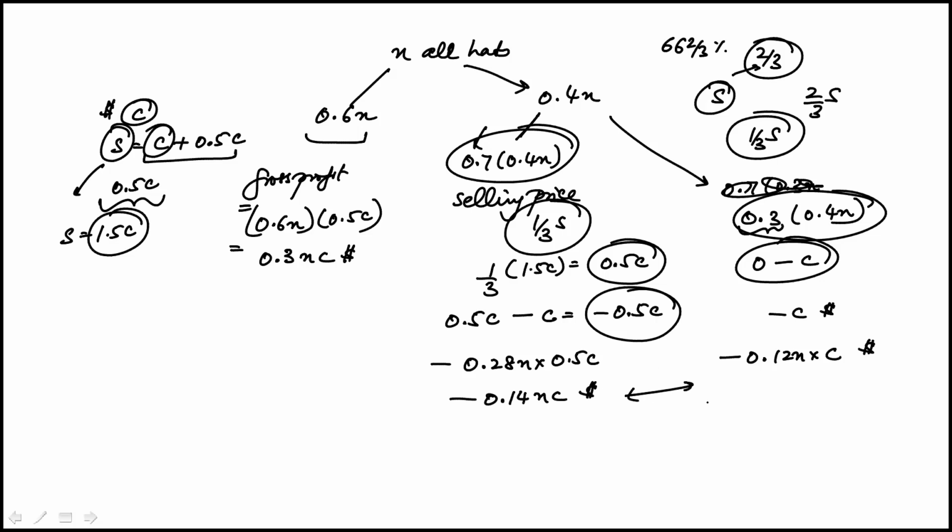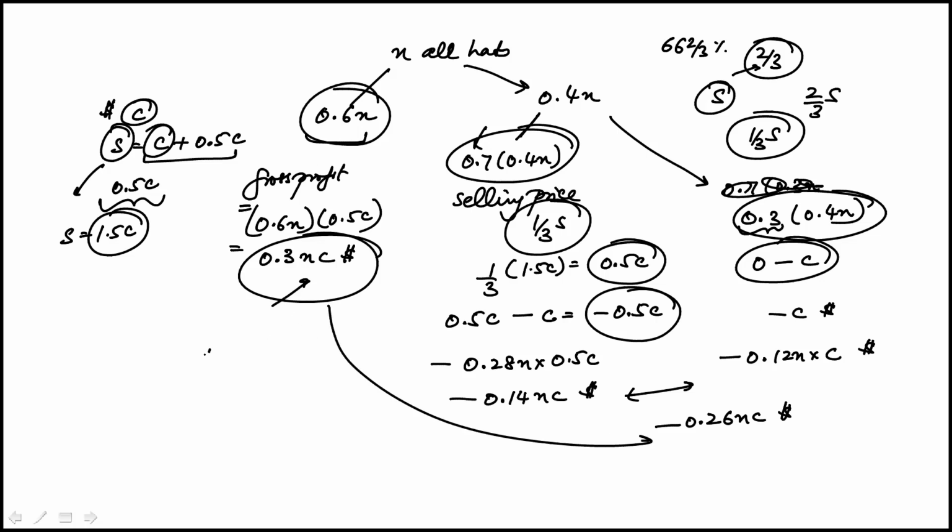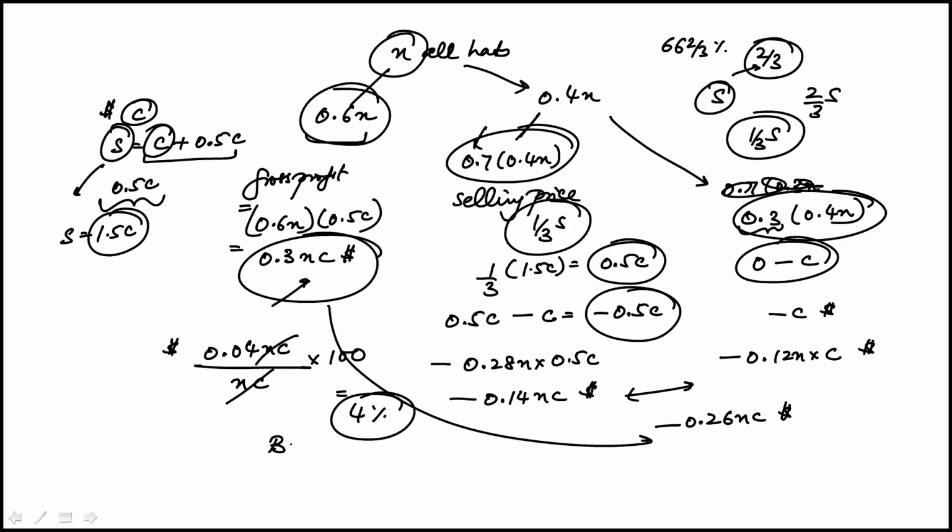So if you add those two, you would get minus 0.26 NC dollars. And if we add it to that, which is the profit from that 60% batch, then these two give you 0.04 NC. And they're saying this gross profit as a percent of the store's cost. The store's cost would be number of hats times the cost of each one, multiplied by 100. You'll notice NC drops out. This becomes 4%. Answer is choice B.